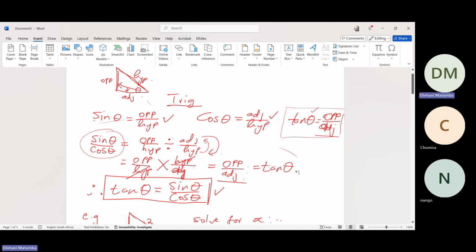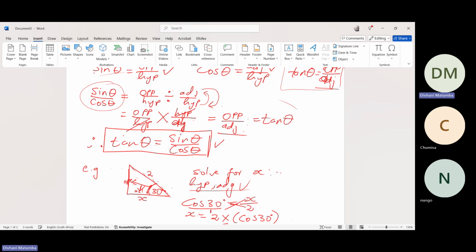So that's all you must know. And you must also know that the tan of theta can also be expressed as sine theta over cos of theta.